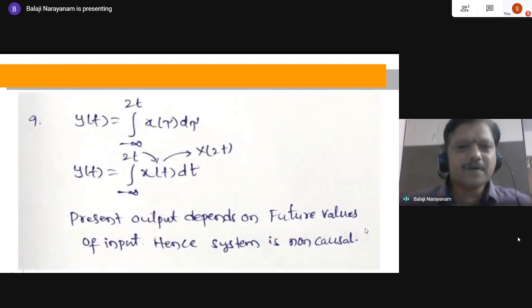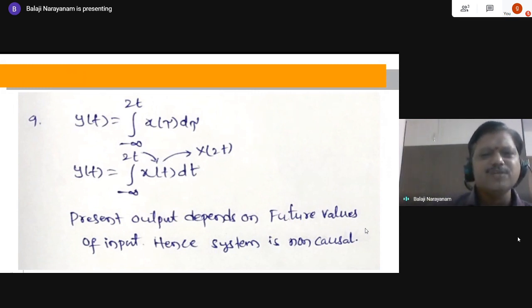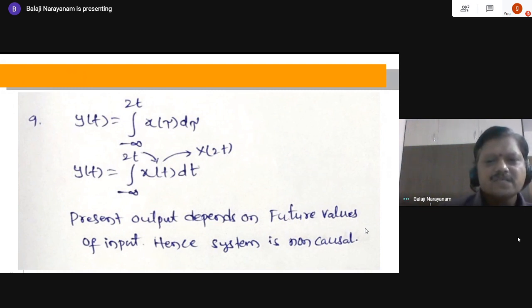Now, let us take the ninth problem. The ninth problem is given by y of t is equal to the integral from minus infinity to 2t of x of tau d tau. If you try to solve this problem by substituting the upper limit of the integral, which is 2t, in place of t, you will find y of t is equal to x of 2t, and there is a dependency on the future value. Just substitute t is equal to 1, y of 1 is equal to x of 2. So x of 2 is a future value. Present output depends on future value of input, hence the system is non-causal.